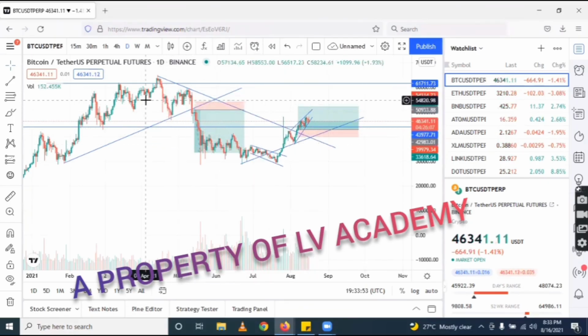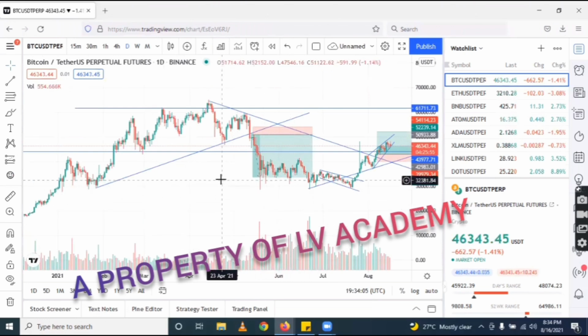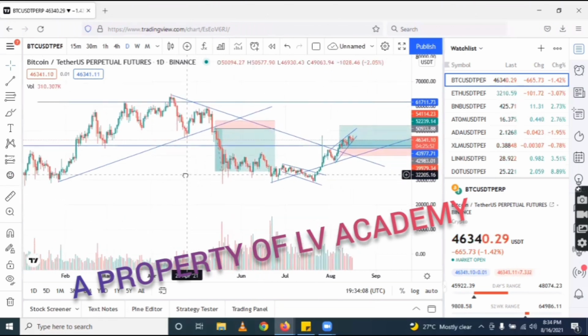It does not mean that the trend line is invalid, and it can also be a trap. We call it a fake out. It will also be a fake out. And a perfect example of the fake out, let me show you. I think I saw it somewhere here. Perfect example of a fake out.